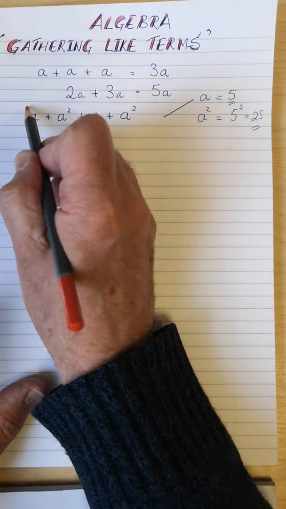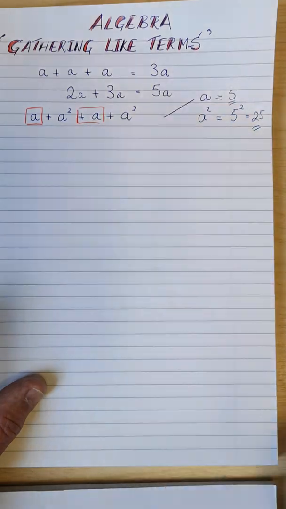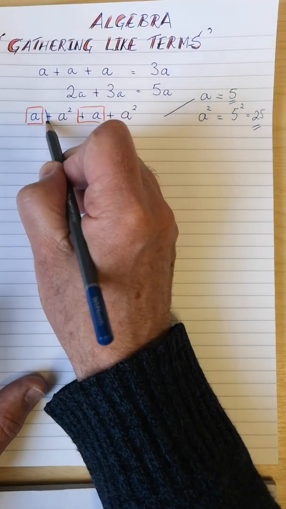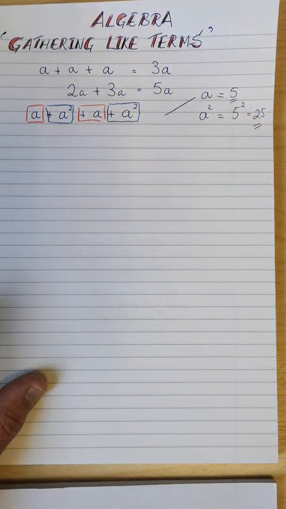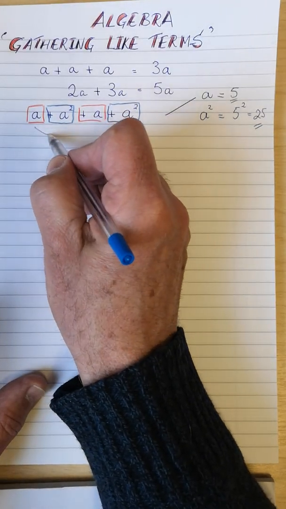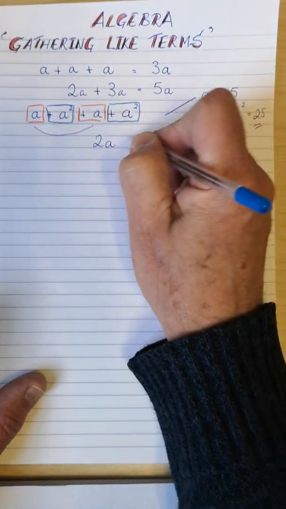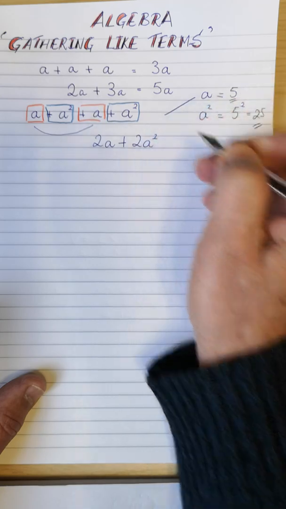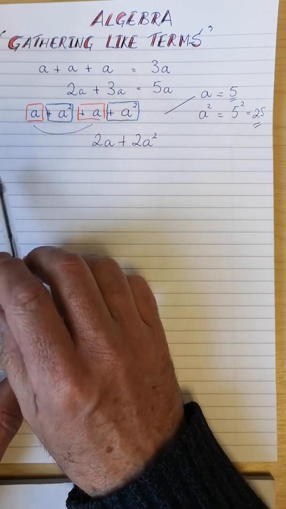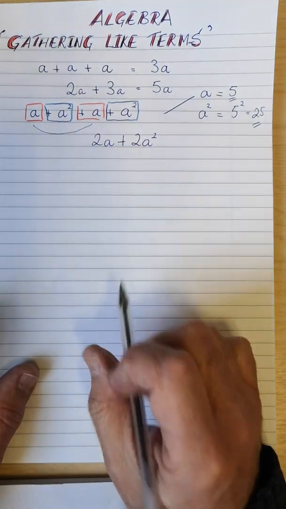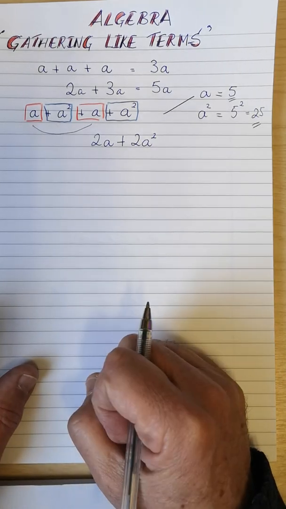So let's gather up the ones that are the same. We have an A plus another A, and I'll use a different color for this. We have plus A squared plus another group of A squareds. So in essence, I have A plus A is 2A, and A squared plus another A squared, I have 2 lots of A squareds. That would be my answer for this one. And you've noticed I've used color here. And I'll show you a little bit later when it gets a bit more complex why color is so important. It helps us to gather the things that are the same.